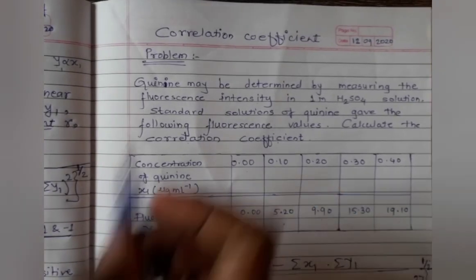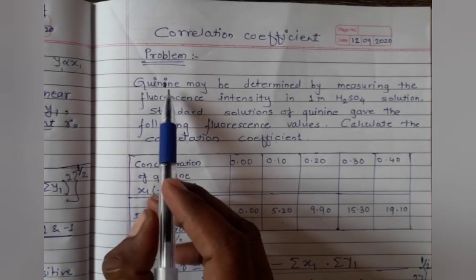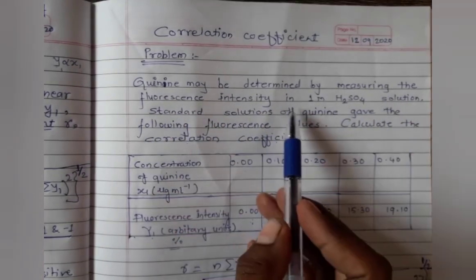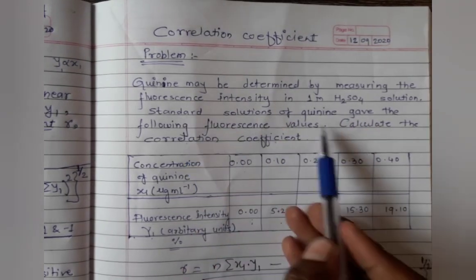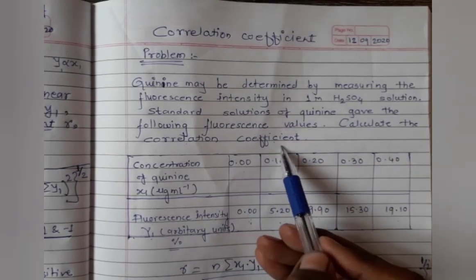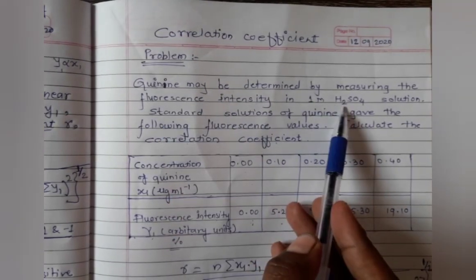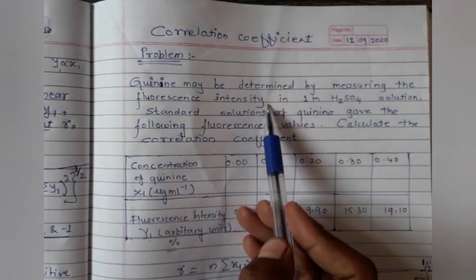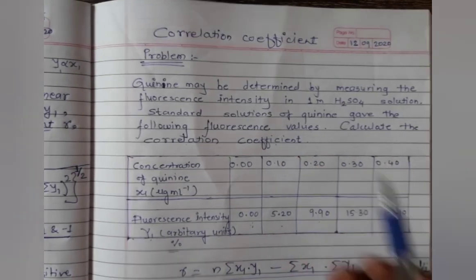Problems on the topic correlation coefficient. A problem is given in our book, the Vogel textbook. The problem is: quinine may be determined by measuring the fluorescence intensity in 1 molar H2SO4 solution. Standard solutions of quinine gave the following fluorescence values. Calculate the correlation coefficient. Here the quinine is dissolved in 1 molar H2SO4, and the parameter which is measured is the fluorescence intensity, and from the given values we have to calculate the correlation coefficient value.